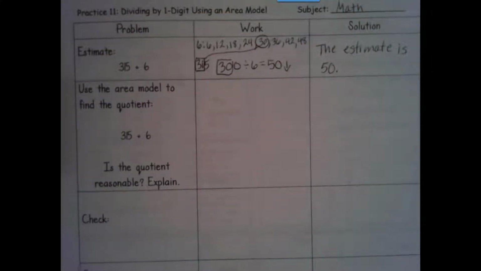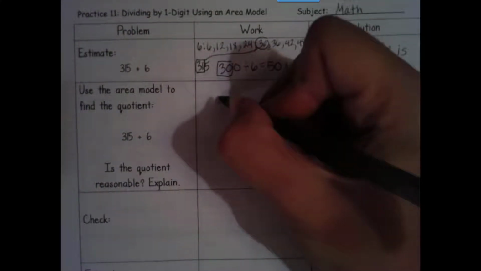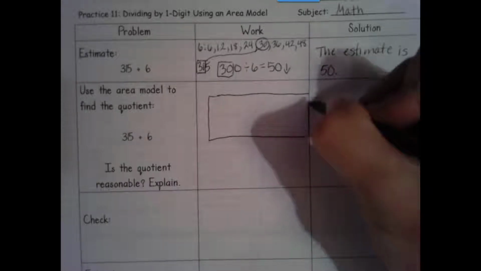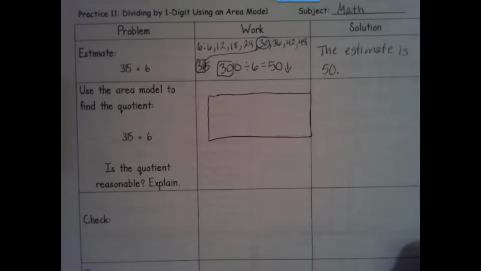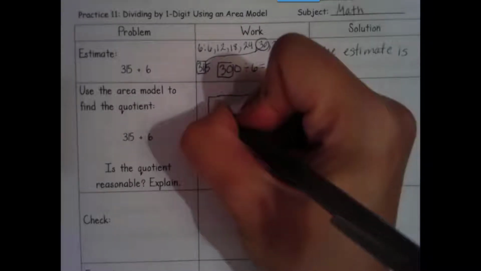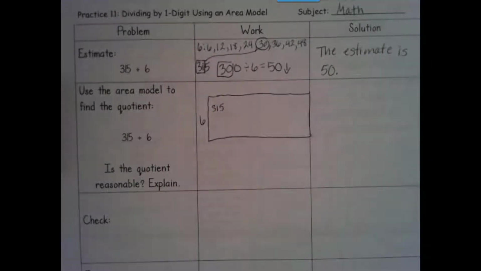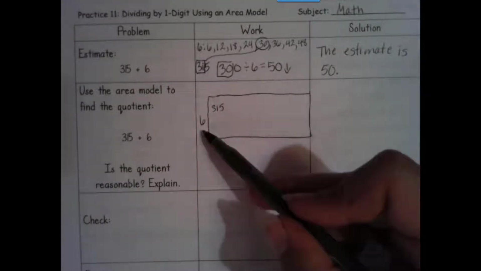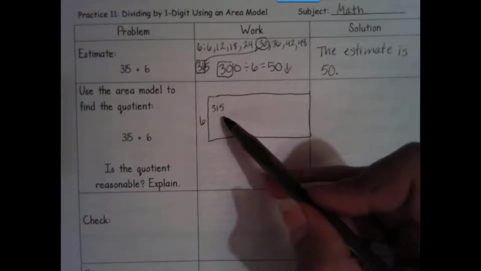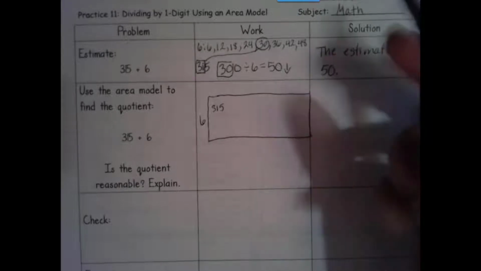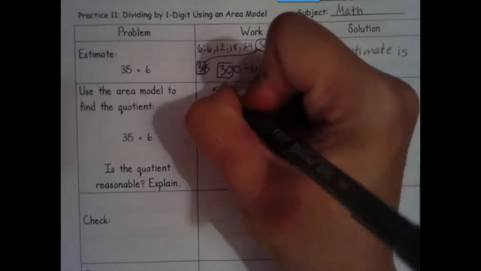Okay, so now we're going to do our area model. So we're dividing 315 into groups of 6. Now, 100 times 6 is 600, so that would be too big. And my estimate tells me that it's going to be close to 50, but that 50 is low, so I might just start with 50.